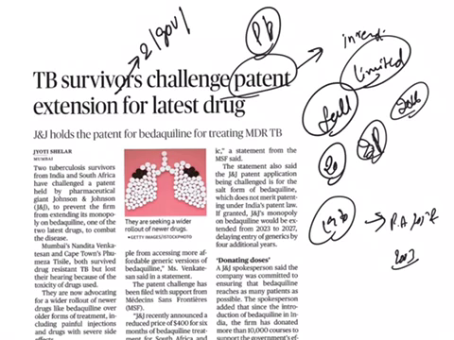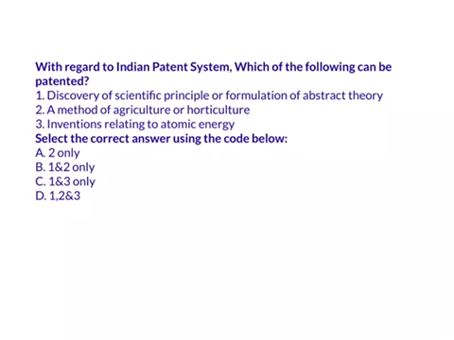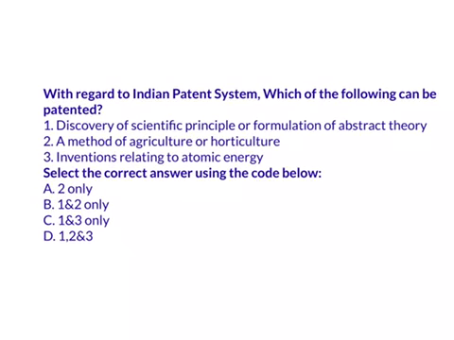It should be novel, it should have an inventive step, or it must be non-obvious. It should be capable of industrial application, and it should not attract the provisions of sections 3 and 4 of the Patents Act of 1970. Now try to answer this question with regard to the Indian patent system. Which of the following can be patented? Post your answer in the comment box, and tomorrow we'll see a detailed explanation for this question.